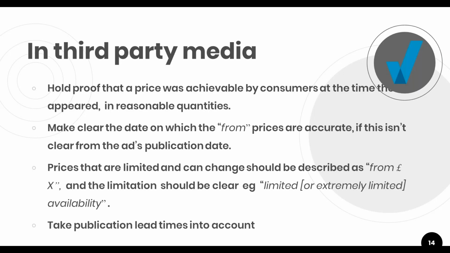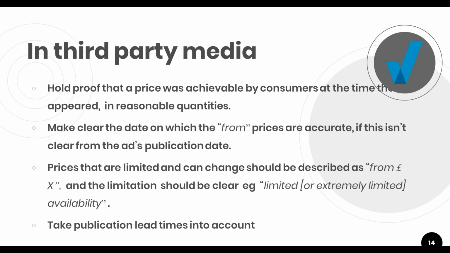If an ad appears in third-party media, it may be slightly different. This is the case with online banner ads, newspapers or posters which direct consumers to call or go online to book. Then it might be the case that by the time the consumer does this, the prices advertised are no longer available. In this case, advertisers would also need to describe prices as "from" and make clear the date on which the "from" prices were accurate.